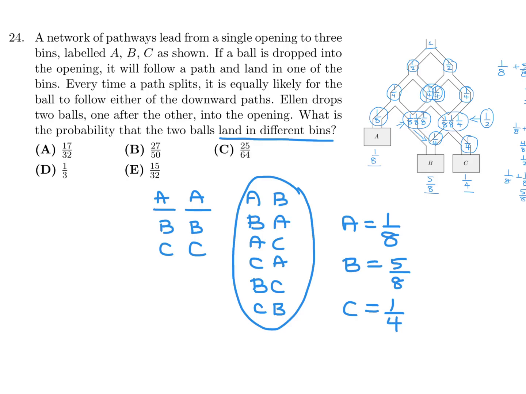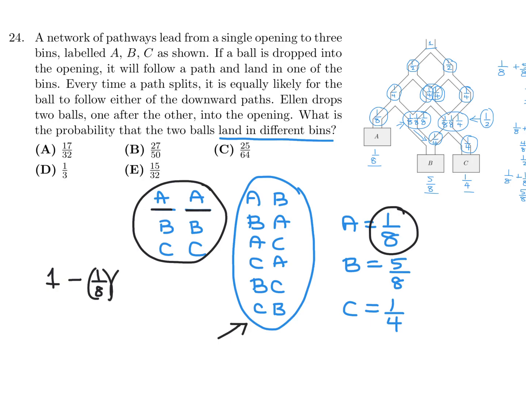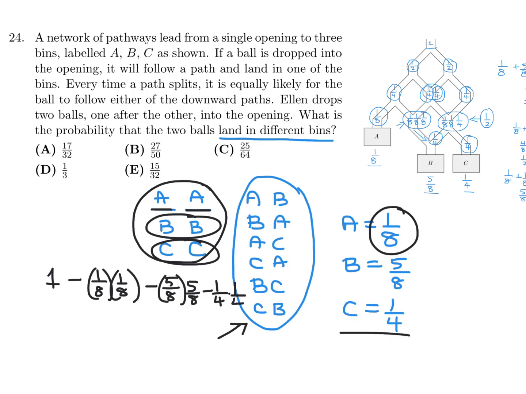Okay, so there are a couple of ways of calculating this. I'm going to do it the easier way, in my opinion, which is take the full probability, which is 1, and subtract from it the probability of this, and that will give me the probability of that. So the probability of getting 2 A's would be 1/8 times 1/8, right? Probability of getting 1 A is 1/8, so 2 A's would be 1/8 times 1/8. Probability of getting 2 B's is 5/8 times 5/8. And finally, the probability of getting 2 C's is 1/4 times 1/4. So this looks like 1 minus 1 over 64 minus 25 over 64 minus 1 over 16.